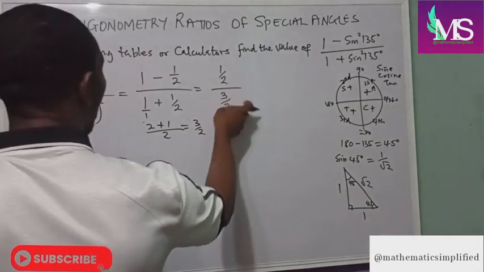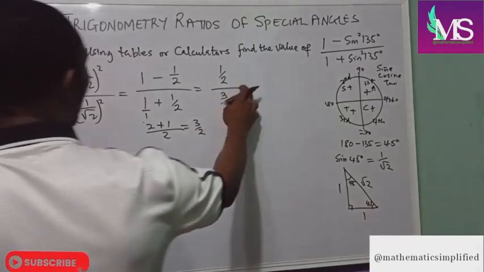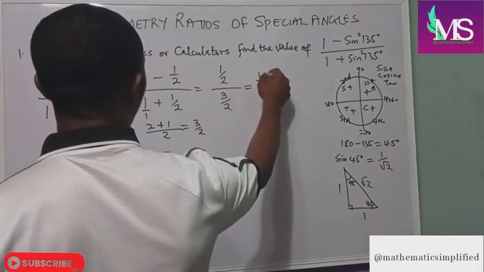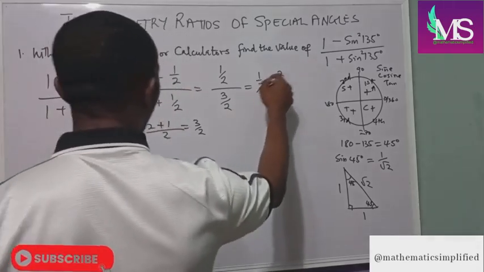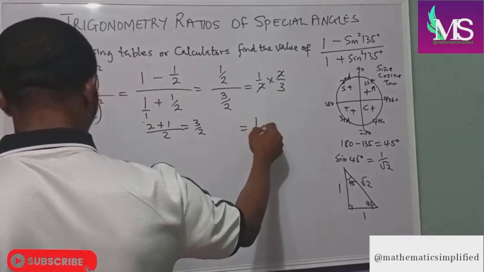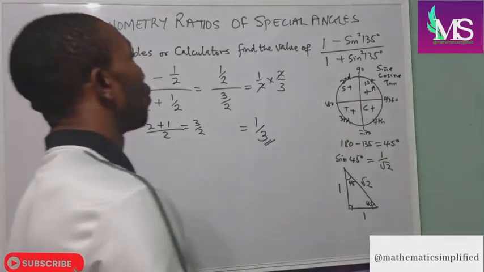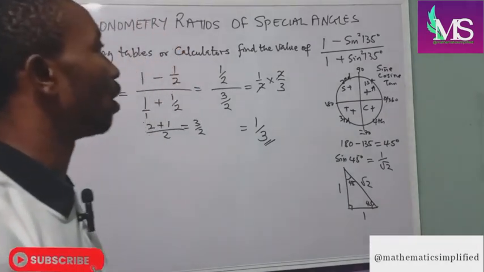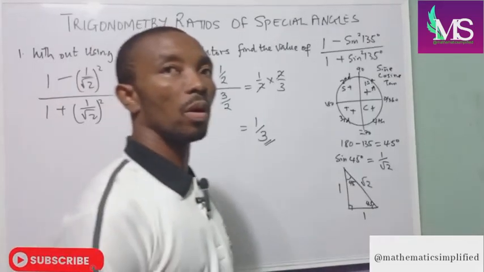So from here, we can now use the multiplicative inverse to turn this division into multiplication, which will become 1 over 2 times 2 over 3. The 2 cancels the 2 to give us an answer of 1 over 3. So 1 over 3 is the value of 1 minus sine squared 135 degrees over 1 plus sine squared 135 degrees.